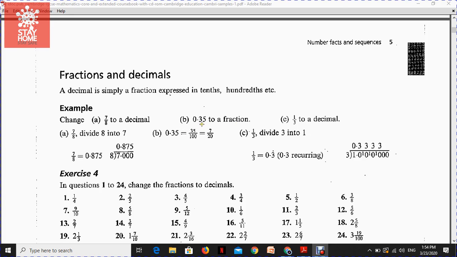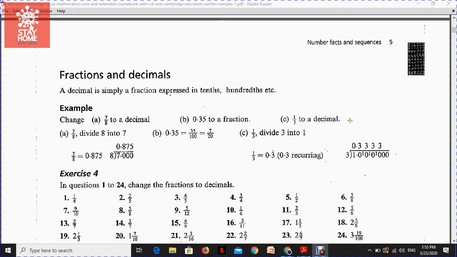Now B, 0.31 to the fraction. See here, it is very simple. You can write under the decimal 1. And how many digits after the decimal? Write the equal number of zeros. After the decimal, 2 digits. Under the decimal, write 1 and then write 2 zeros under the 2 digits. After that you can simplify this, write in the simplest form. 7/20 could be the answer.